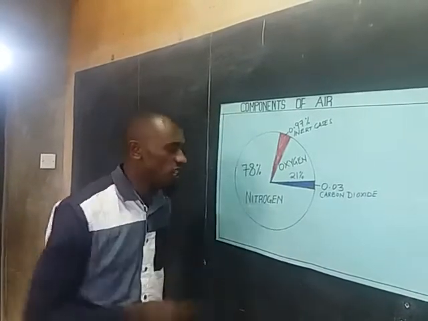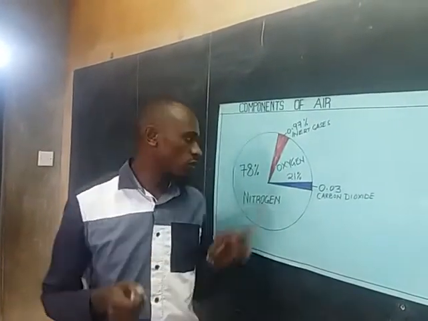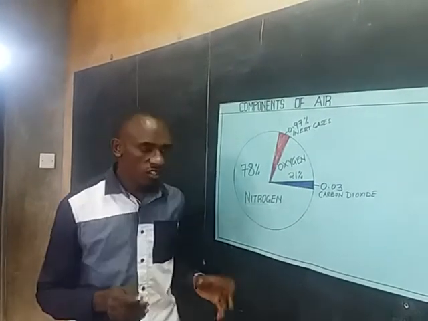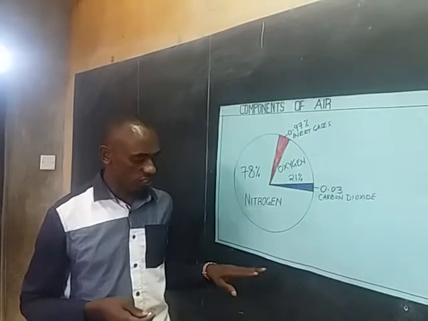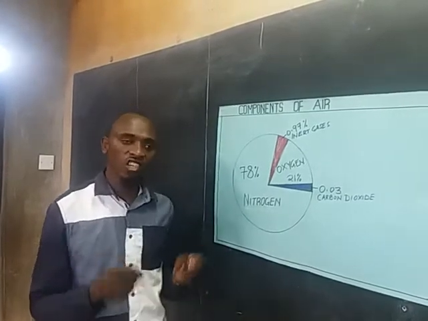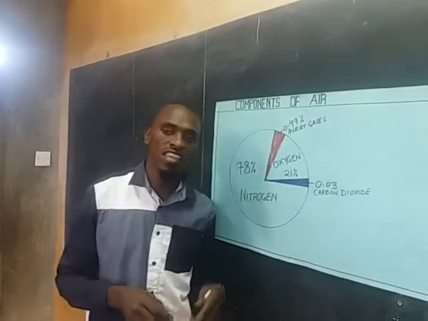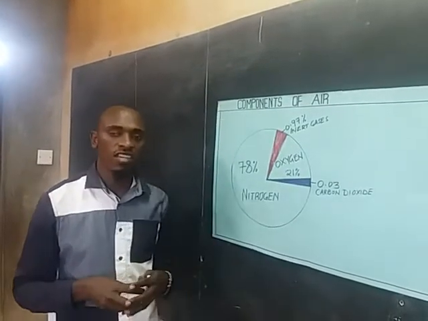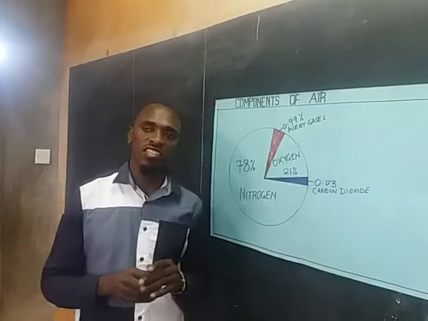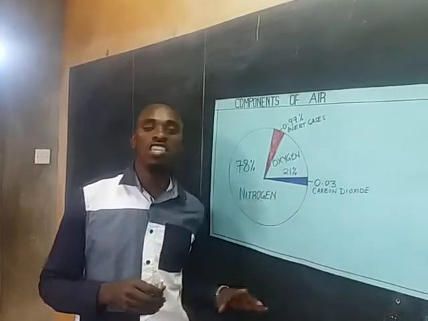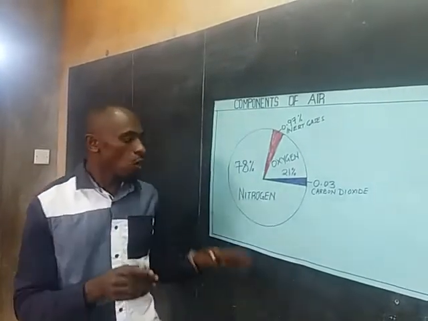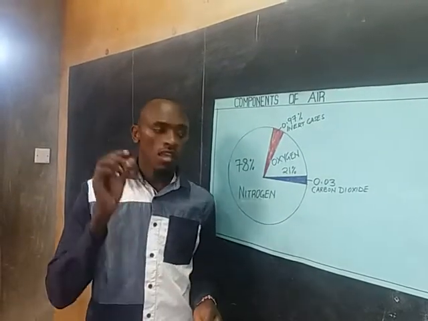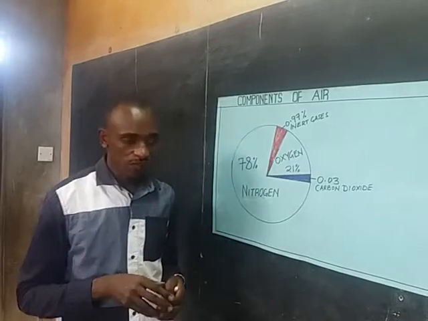Now we have nitrogen. So where is nitrogen used? You can see there is so much of it, 78%. So where is it used? Nitrogen is used, one, by leguminous plants, the likes of beans and peas, to fix nitrates in the soil. It is also used in the manufacture of fertilizers, but we shall look more into nitrogen when we shall be looking at fertilizers in class 7.